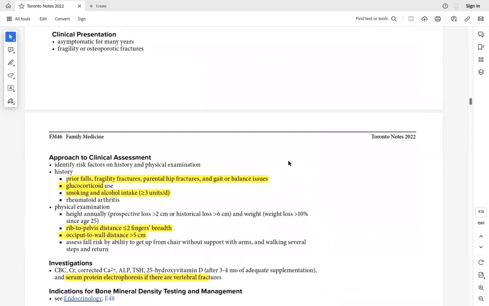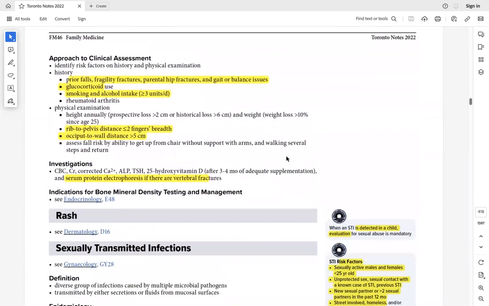What we just discussed. Yes. And what are the physical examination findings we will check for osteoporosis? There are 2 exams, these 2.